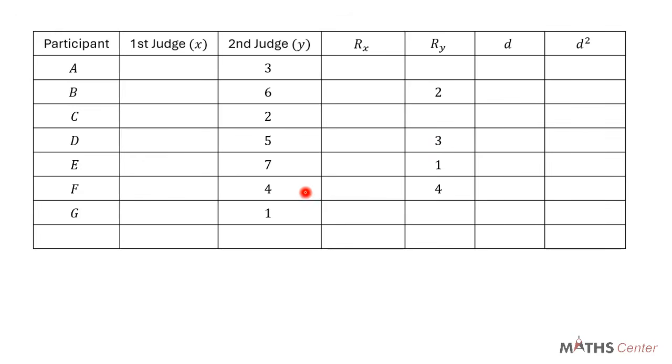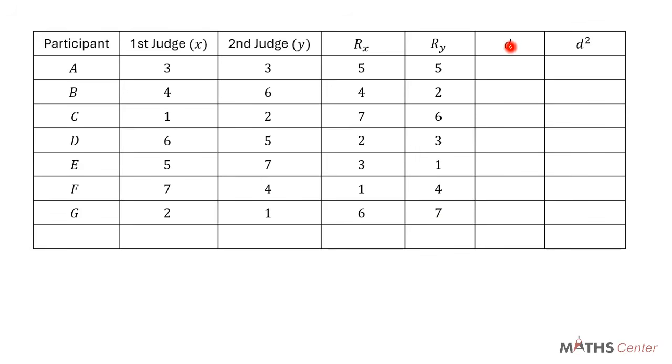The one after that is 4, that will have a rank of 4. The one after that is 3, that will have a rank of 5. The next one is 2, that will have a rank of 6. And the last one is 1, that will have a rank of 7.